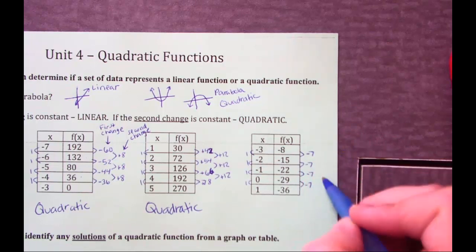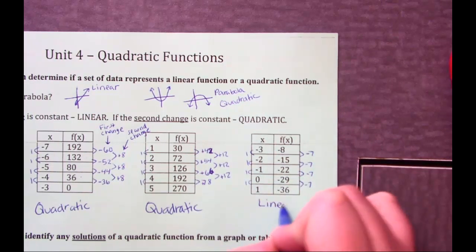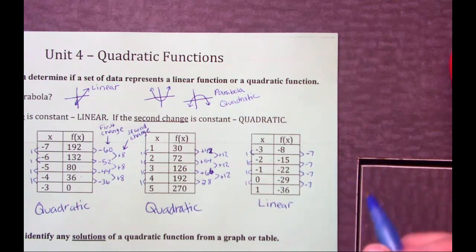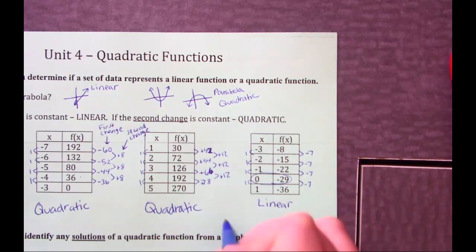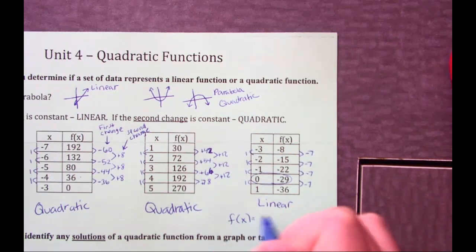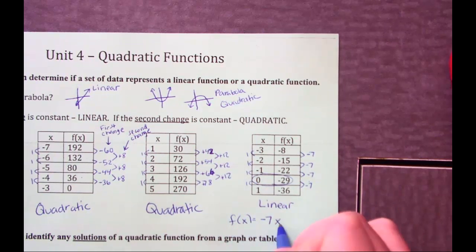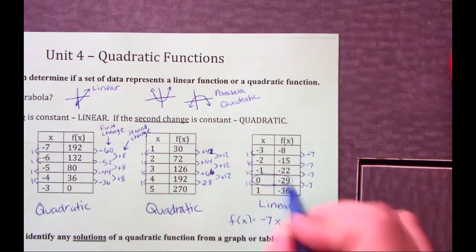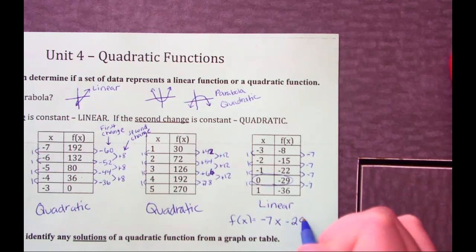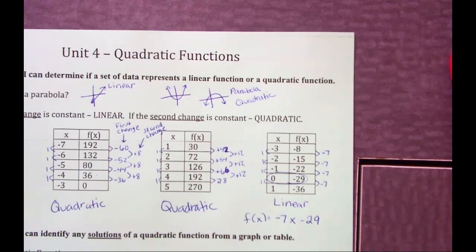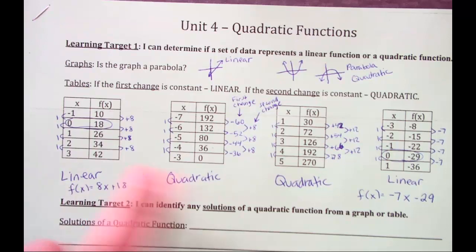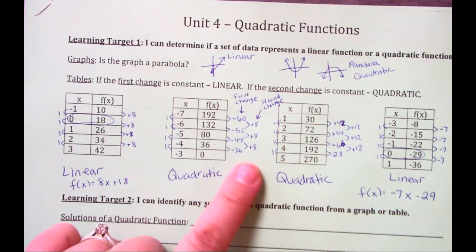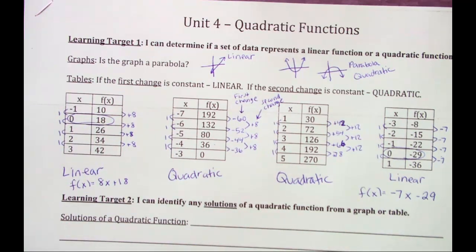So because the first change is constant, I know that this function is linear, and I can write a function using slope-intercept form because I have the y-intercept. So I'm going to write f of x equals -7 over 1, which is just -7. That's my slope, mx, and then my y-intercept is -29. So that's how you can tell if a function is linear if the first change is constant, or quadratic if the second change is constant. And that is the first learning target.